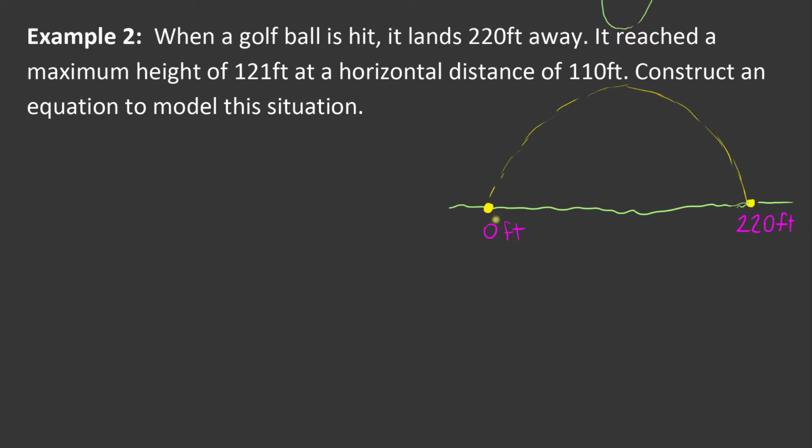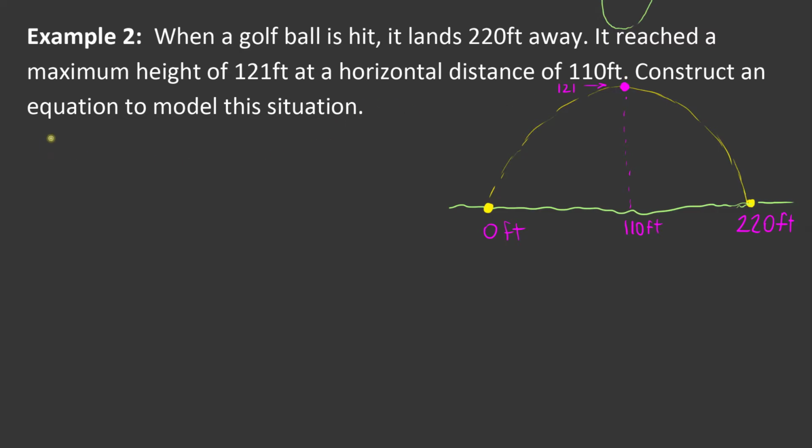I haven't even finished reading the question yet, and I know this parabola opens downward. I know I've got zeros at 0 and 220. Let's keep reading. It reached a maximum height. Maximum happens at the vertex. It reached a maximum height of 121. So that's a height of 121 right there, at a horizontal distance, horizontals left and right, of 110 feet. Now that makes sense because that's halfway between 0 and 220. So that's going to be my vertex.